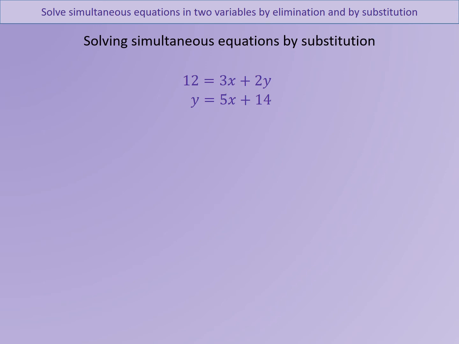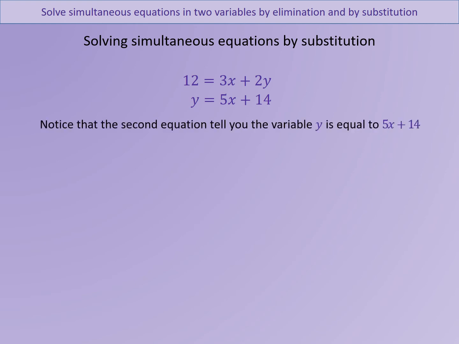Okay, good. So this time I've taken the middle example that we just solved using elimination, and I'm going to show you how we can use substitution to solve this pair of simultaneous equations. And of course, we're expecting the same values as we got before. So what we're really showing you here with this example is that in the second equation, we know that y is equal to 5x plus 14. It's very explicit. We know exactly what y is equal to.